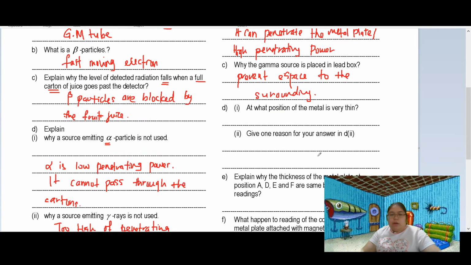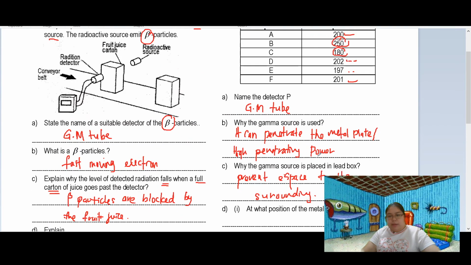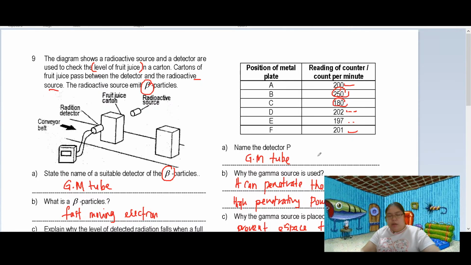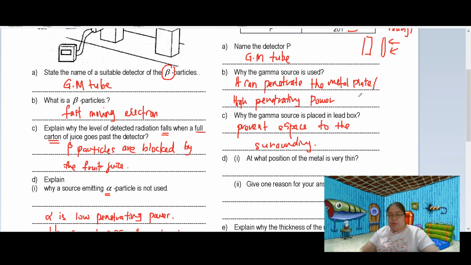Now, at what position is the metal very thin? Very thin means what? For example, I draw. This one is a thick one. This one is a thin one. Thin means all the gamma can go through, so the reading will become the highest. So this one should be the thinner. B becomes the thinner, C becomes thicker. So some gamma cannot go through, and the reading drops. Now the question asks which one is thin. So the answer should be position B.